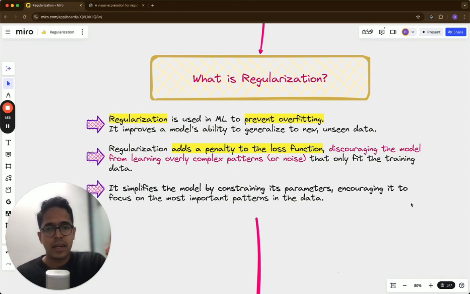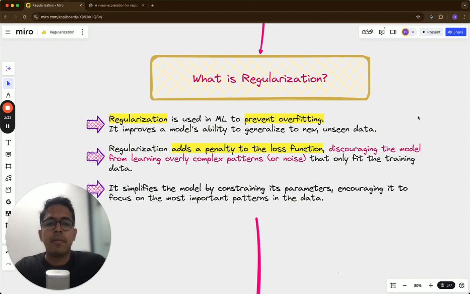What regularization does is it adds a penalty to the original loss function that the model is using, which discourages the model from learning these excessively complex patterns. And you will see this whole idea being visualized. So the basic premise here is that if you are discouraging the model from learning overly complex patterns, it can only learn the general trend in the data, and that may lead to a better model which can make better predictions on unseen data.